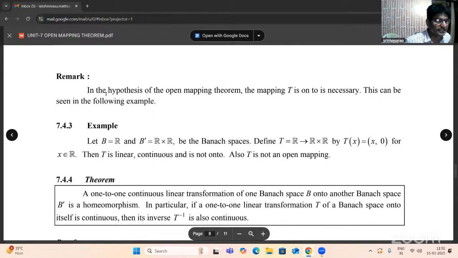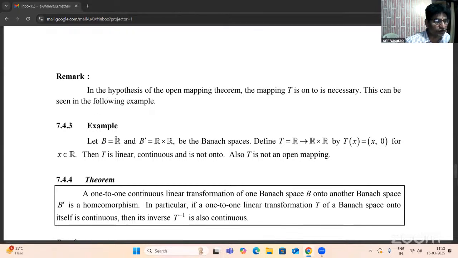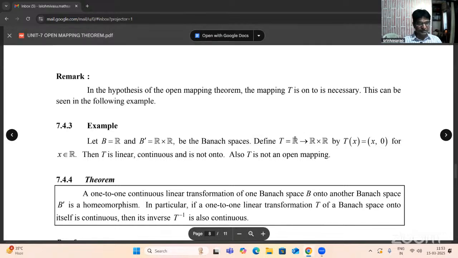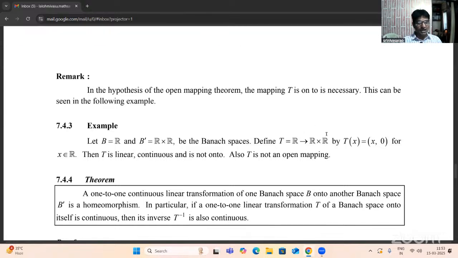Now here the example for the open mapping theorem: capital B equals R, and the image Banach space is B' equals the Cartesian product R cross R, with the order relation of the real numbers. We are taking the Banach space R, whose domain elements are real numbers, and Cartesian elements of the real numbers in the image. So here T is defined from R to R cross R. Here R represents the domain B, and R cross R is the Cartesian product, that is B'.